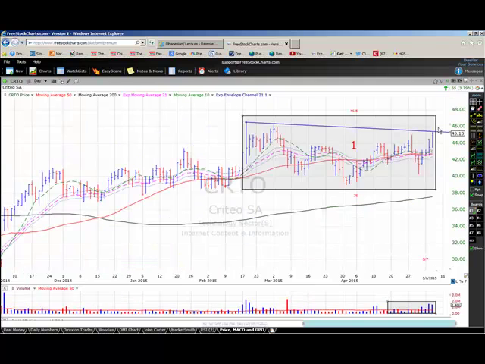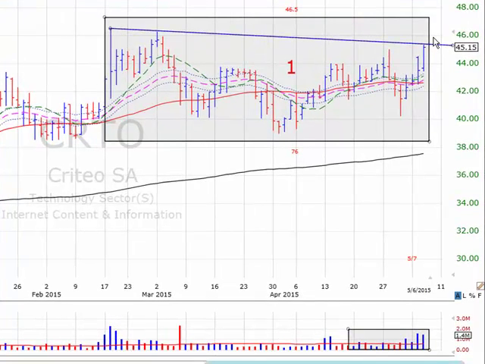That noted, Criteo SA is a French provider of targeted advertisement products enabling e-commerce companies to increase post-click sales. The stock is currently in this first stage base with a pivot point of 46.50.